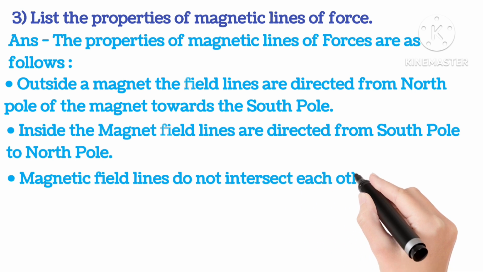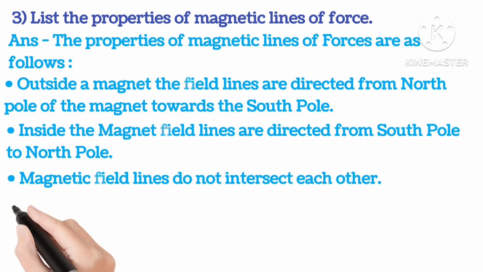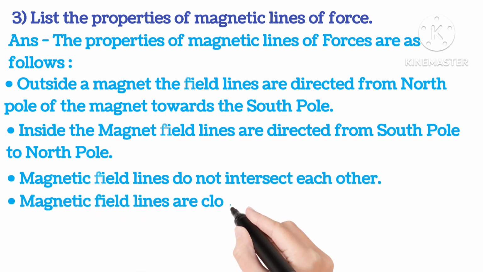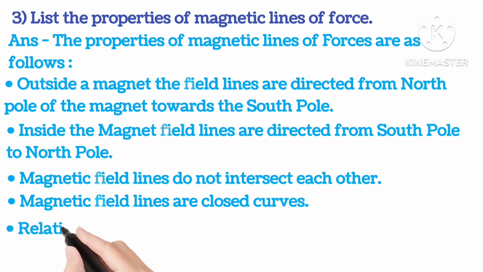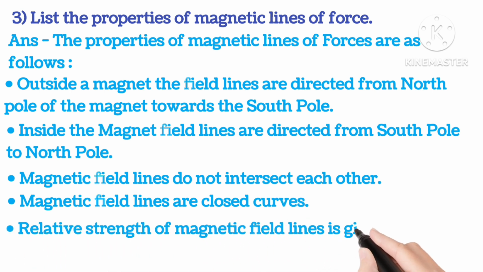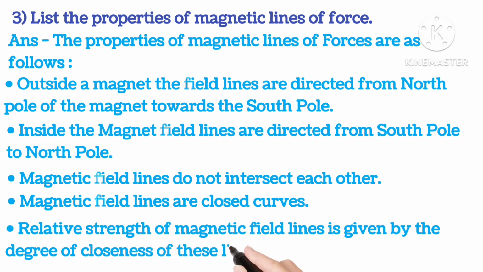Magnetic field lines do not intersect each other. Magnetic field lines are closed curves. The relative strength of the magnetic field is given by the degree of closeness of these lines.